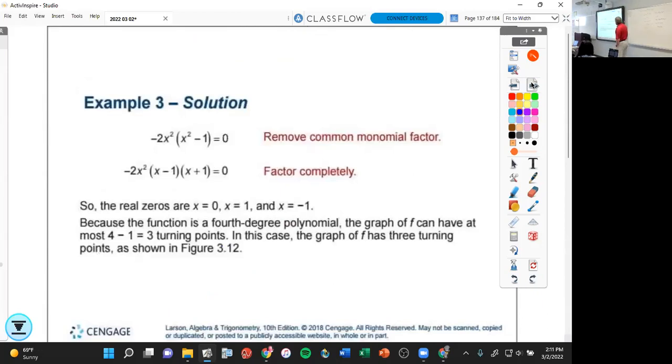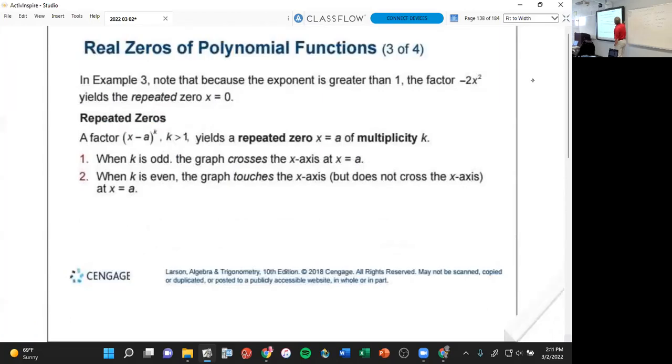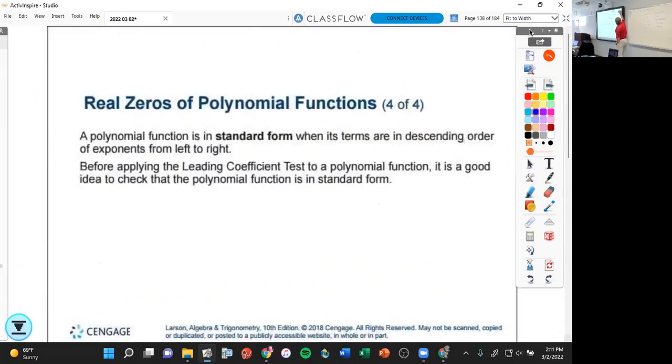There they are. That's talking about the repeated zeros we just did. Standard form, descending degree. Sometimes they call it standard form and sometimes they call it general form. Okay. Descending powers.